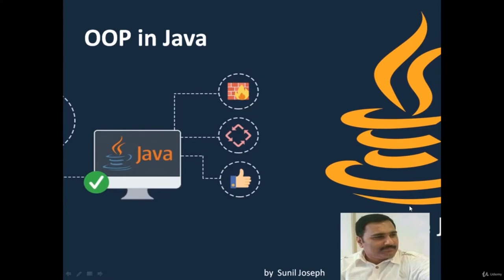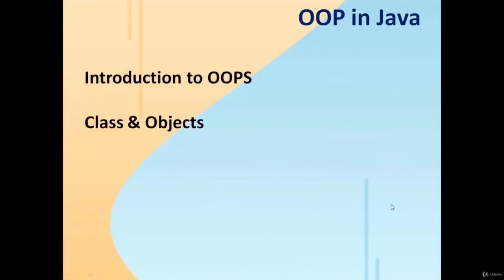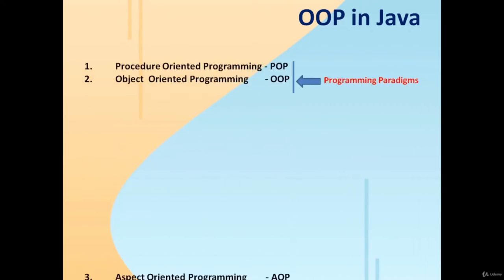So in this lesson we start with object-oriented programming in the Java language. The agenda of this lesson is to have an introduction to object-oriented programming and also to learn about the class and object. So what is this object-oriented programming? It is a programming paradigm. It's nothing but how we can develop an application.